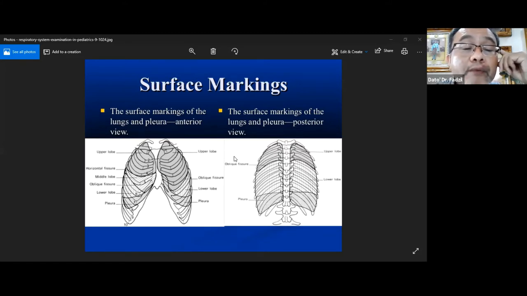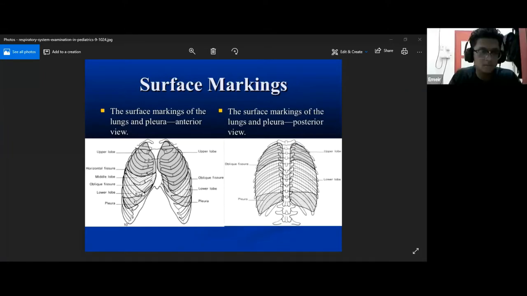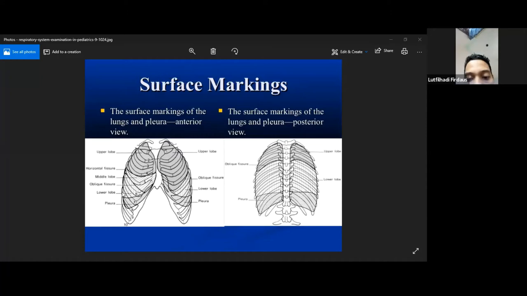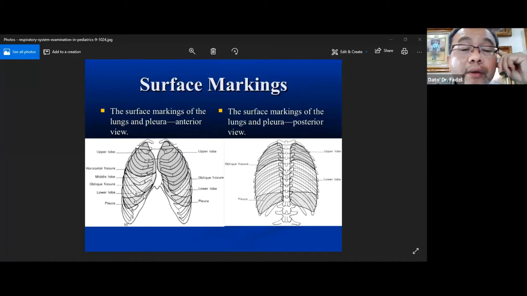And then the main feature in the left lung will be the lingula. And then you have to recognize where the markings are. You have to know the horizontal fissure, nearly at the 4th intercostal space. And what fissure is this? This is the oblique fissure, and there is another horizontal fissure here.